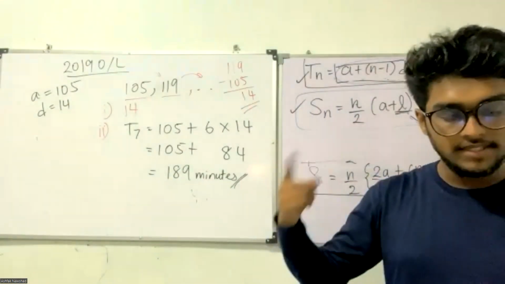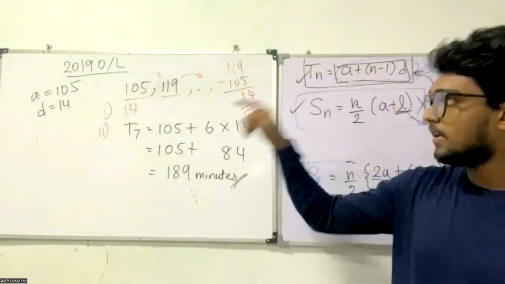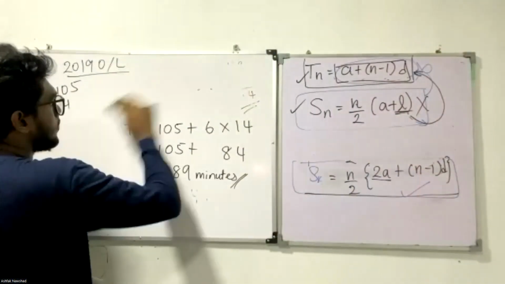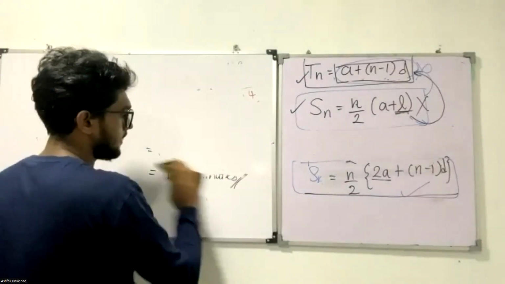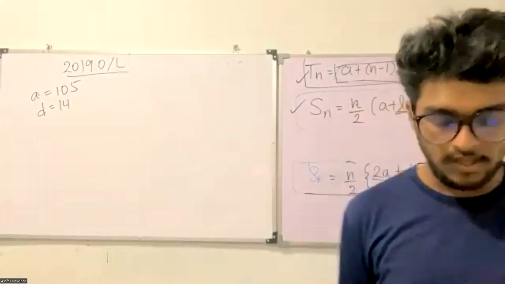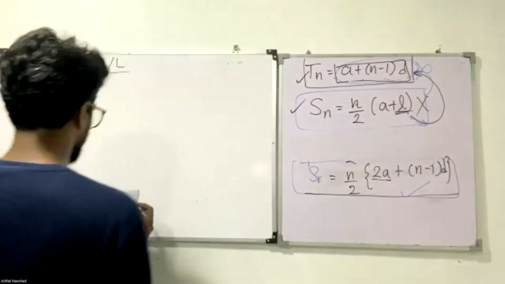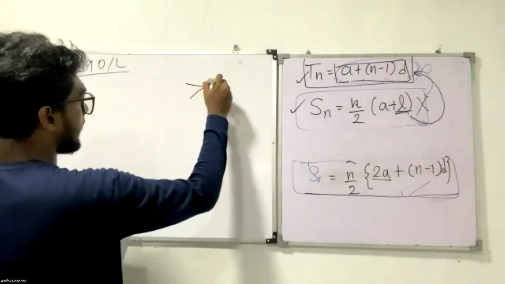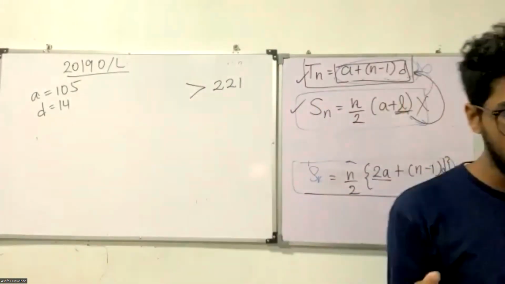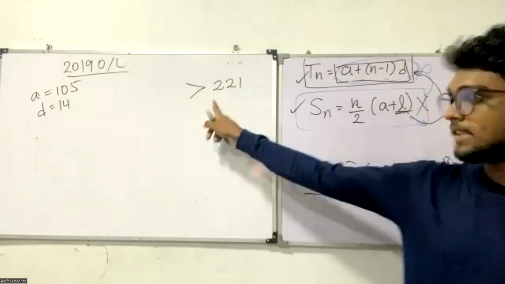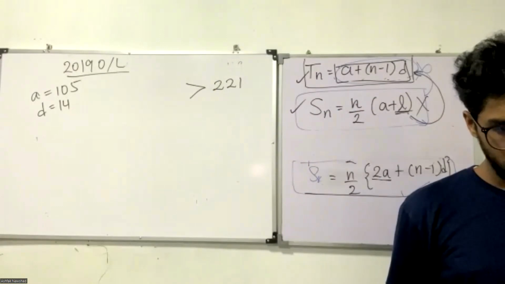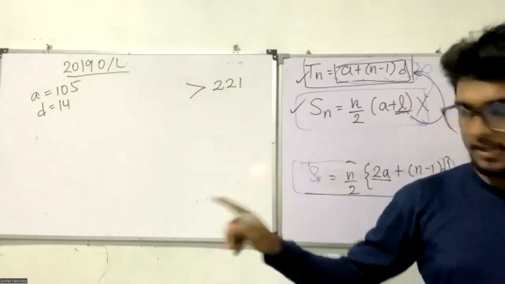In which week does she exceed that time? So can we use an equal mark there? We cannot use an equal mark. That's an inequality. The question again will be an inequality. See, they are asking in which week does she exceed 221 minutes? Is this clear?